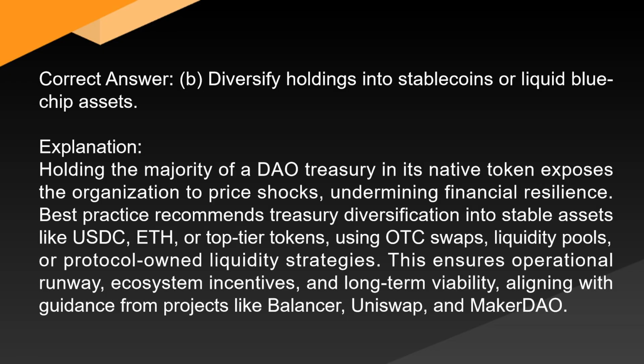Explanation: Holding the majority of a DAO treasury in its native token exposes the organization to price shocks, undermining financial resilience. Best practice recommends treasury diversification into stable assets like USDC, ETH, or top-tier tokens, using OTC swaps, liquidity pools, or protocol-owned liquidity strategies. This ensures operational runway, ecosystem incentives, and long-term viability, aligning with guidance from projects like Balancer, Uniswap, and MakerDAO.